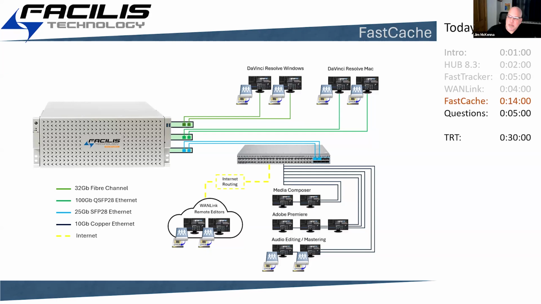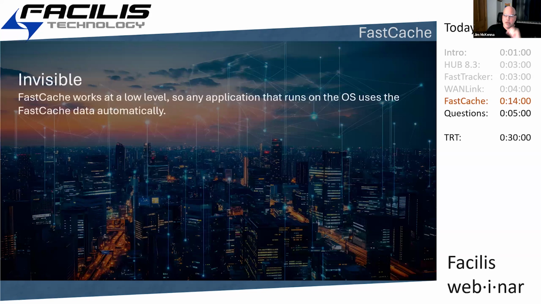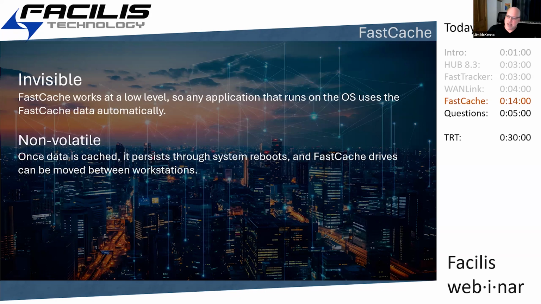Because FastCache is invisible to the system users, it can only benefit the workgroup. No other on-premises shared storage solution offers invisible, non-volatile, partial file client-side caching. That's a lot of tech speak, so let's unwrap that for a minute. FastCache works at a low level. So any application that runs on your workstation has the advantage of using cached data simply by accessing files from mounted volumes. FastCache is also persistent through network disconnects and system reboots. And you can even create cached data in one location and move it to another workstation.